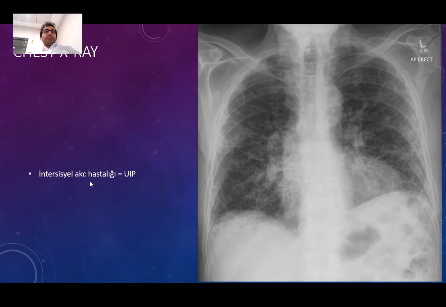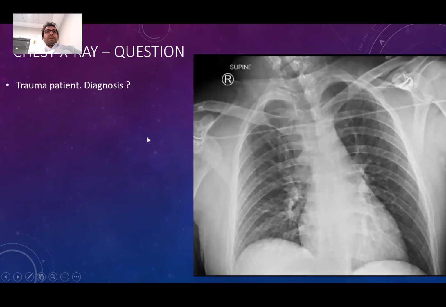Yeah, this is interstitial lung disease. All right. Usual interstitial pneumonia, this patient is. This is a trauma patient. What's the diagnosis of this patient? Did anybody see something?